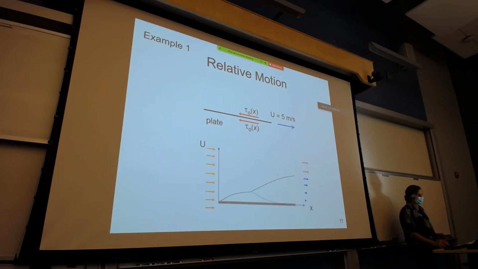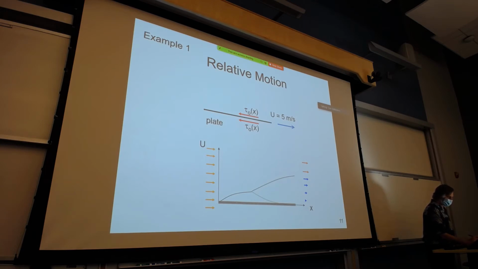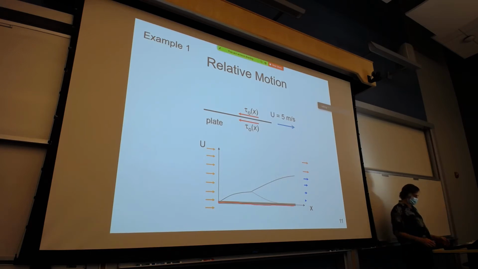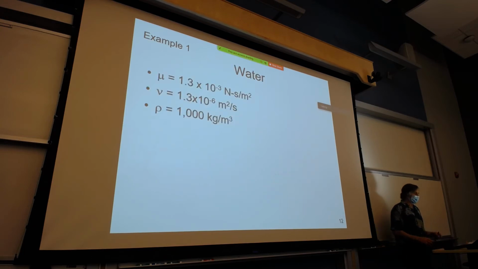What we do is become an observer moving with the velocity of the plate. So this is our plate down here, and we now become an observer moving at the same velocity, 5 meters per second, with the plate. That makes it look as though the plate is sitting still and the fluid is moving over the plate, which fits the basic fundamental theory we set up for this problem. These are our properties of water, and we did the last problem last class with water, so we're continuing in the same vein.